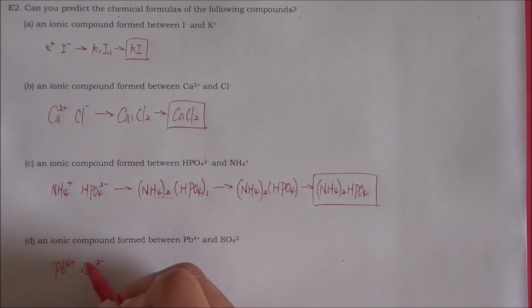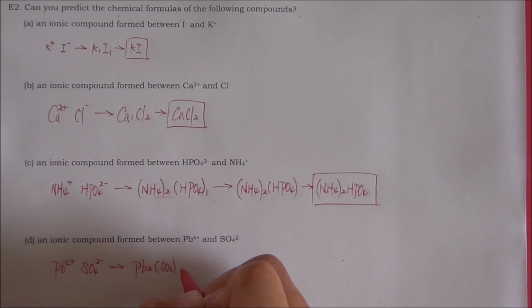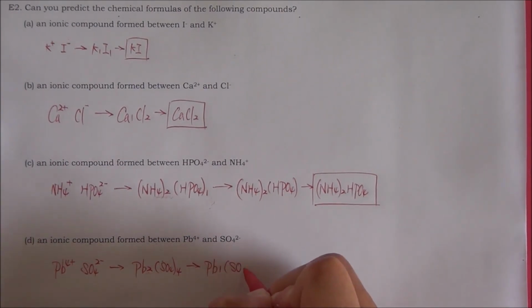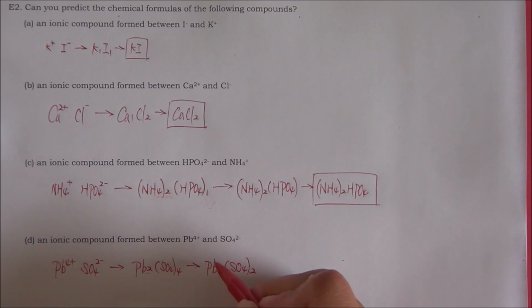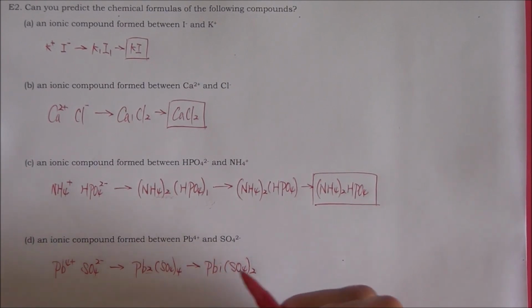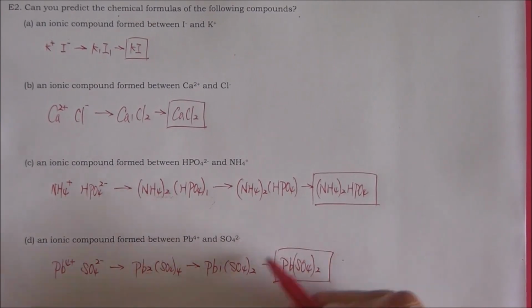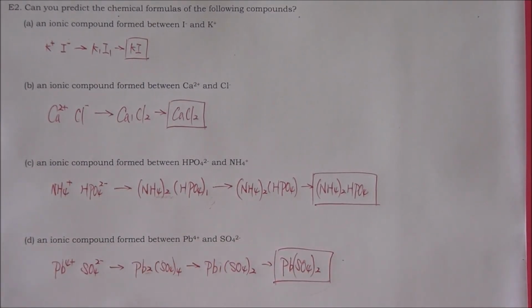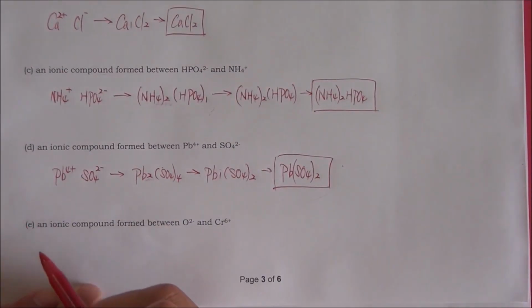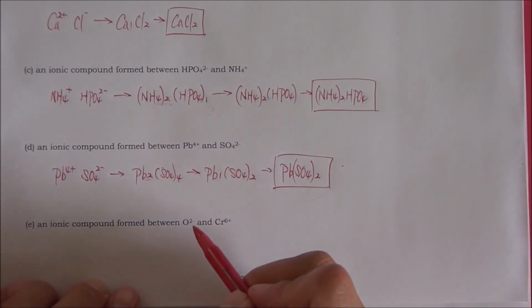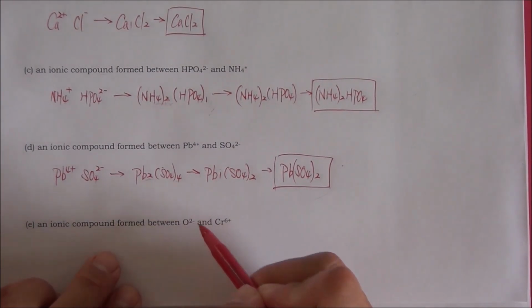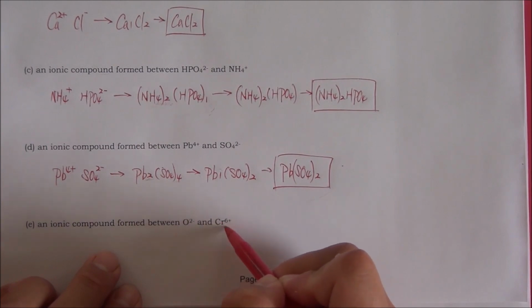We need to switch these two numbers. Then we need to find the smallest whole number ratios between these two numbers. If the number at the bottom right corner of the element is equal to 1, we have to omit that number. This is the answer we are looking for. Let's look at one more example. E. An ionic compound formed between O 2- and Cr6+.